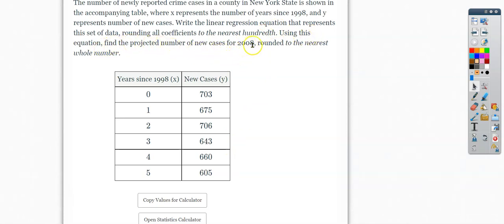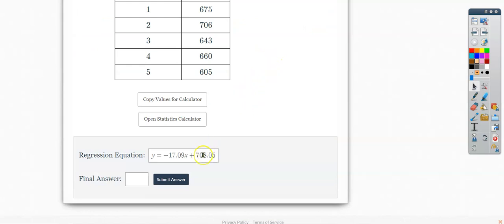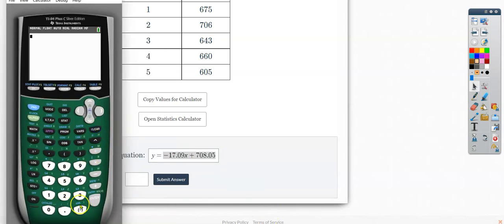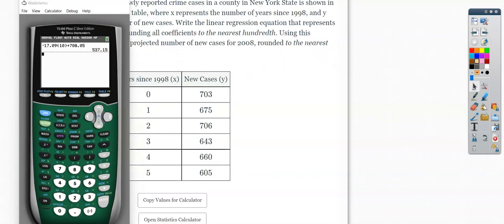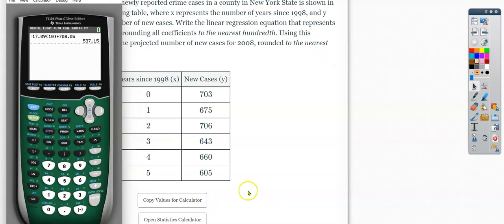Then it asks me to use that equation to find the projected number of new cases for 2008. Remember, we started in 1998, so 2008 would be 10 years from then. So I'm going to type this sentence into my graphing calculator, but instead of an x, I'm going to put a 10. So negative 17.09, parentheses 10, and then plus 708.05. And this one asks me to round to the nearest whole number.